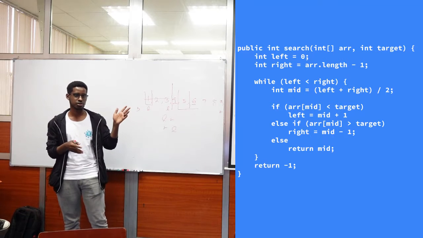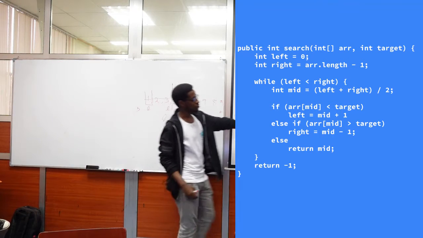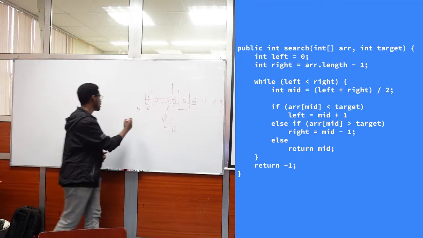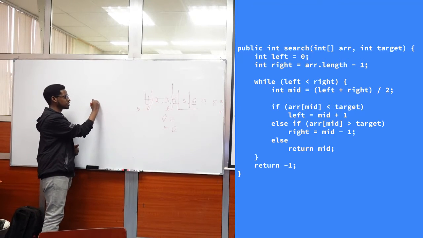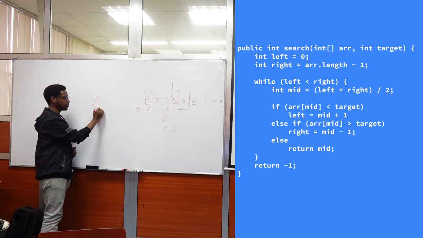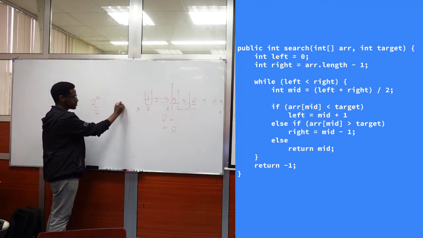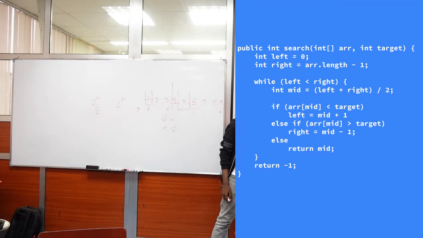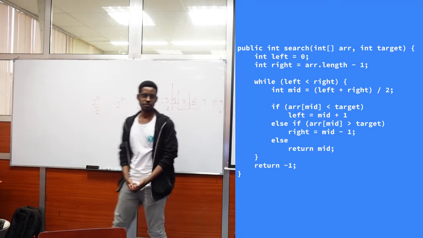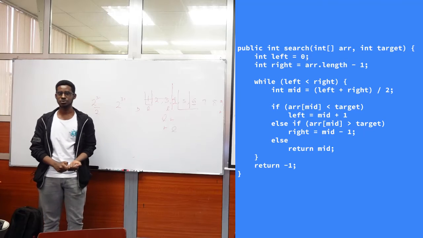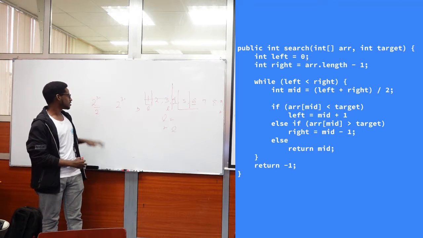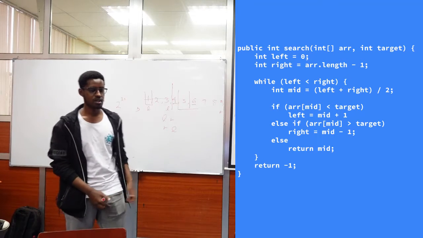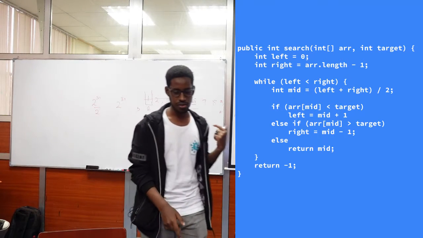like 2 raised to 31, would this code actually work? For example, if the left one is at the middle, which is 2 raised to 31 over 2, and the right pointer we have is 2 raised to 31, would this code work? Wouldn't it overflow? This code would actually break because it would overpass the limit of integers.